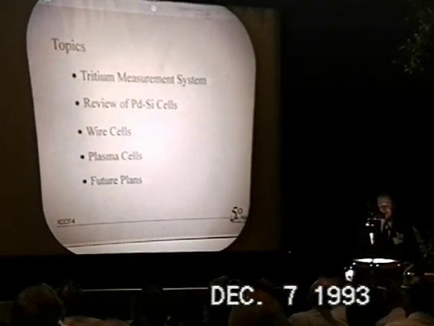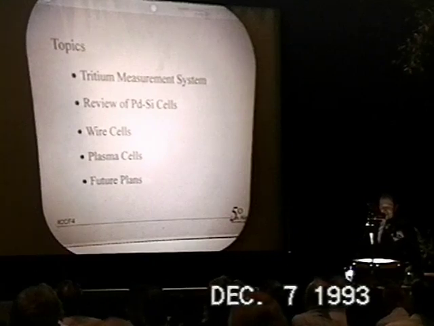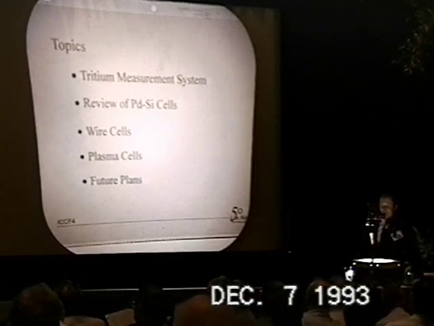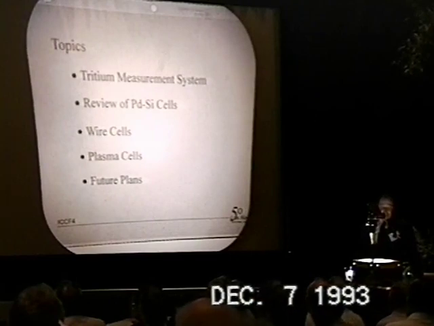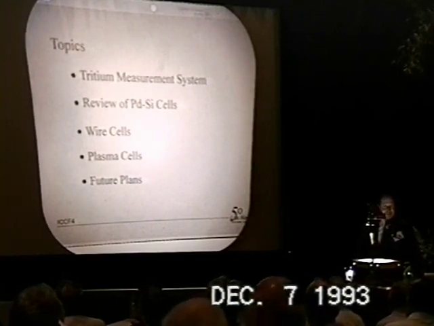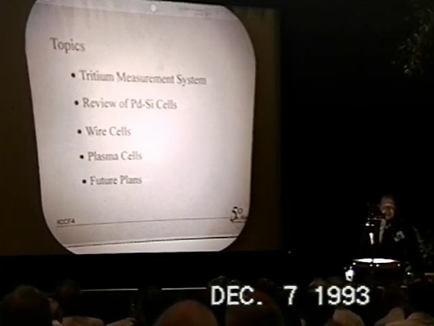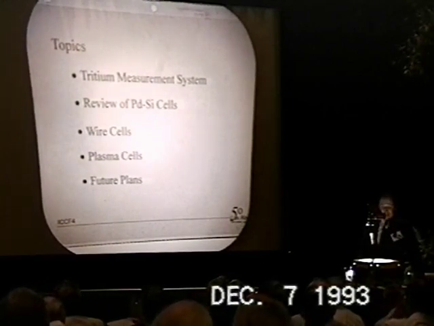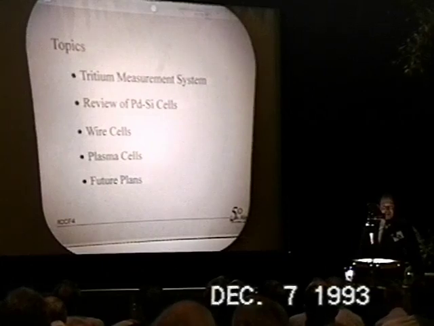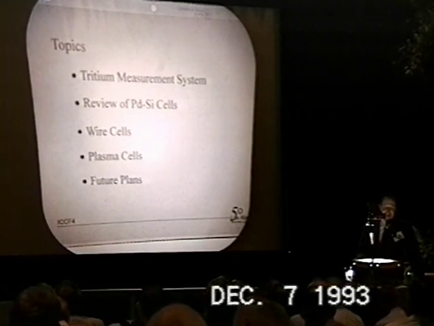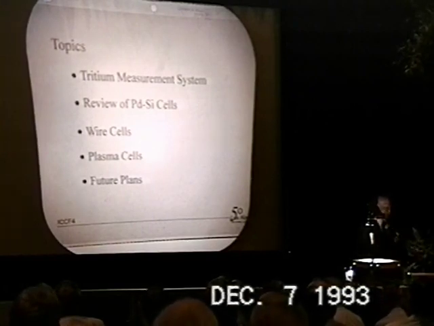I'd like to divide the talk up, start off to talk about the tritium measurement system and the equipment we're using. And then a short review of these palladium and silicon cells, primarily the ones that Tom has talked about in the past. And then on to some work that we've done in the last year using wire cells, both solid wires and something we started off calling powder wire, which since switched to powder crack. And finally, we're going to have plasma cells. And, if I have time, I'll get into future plans.